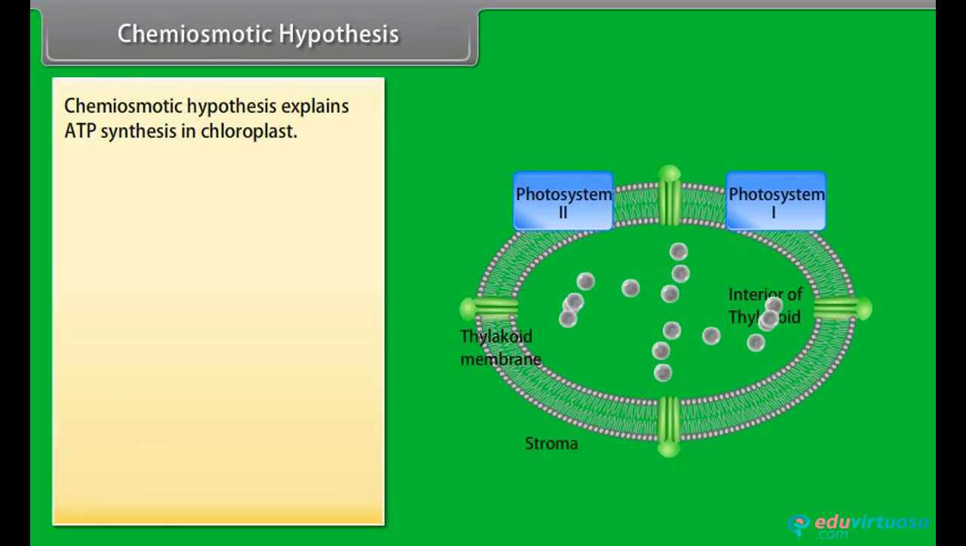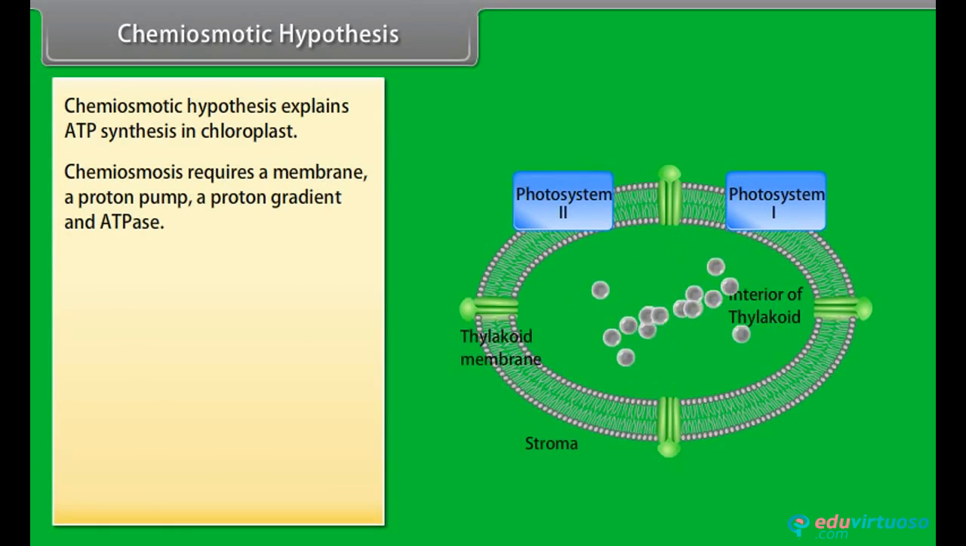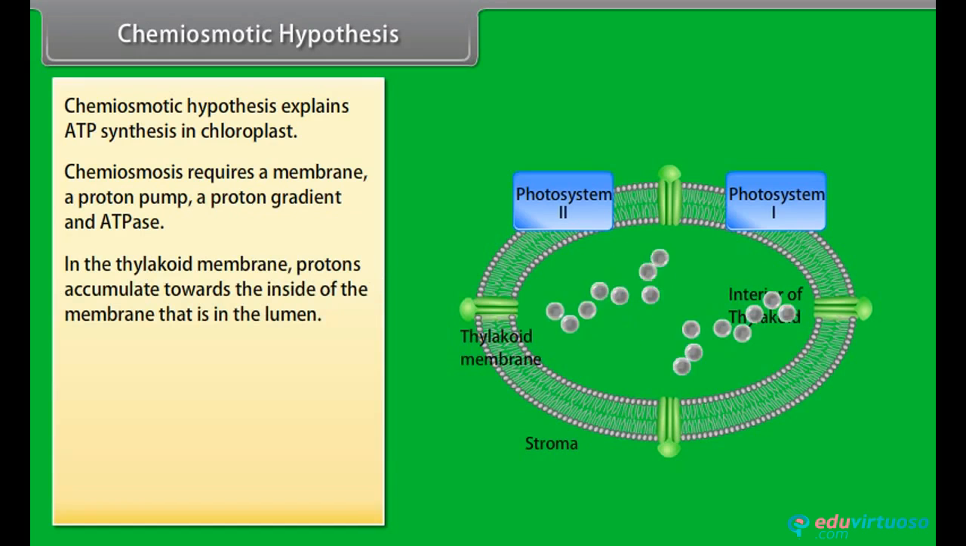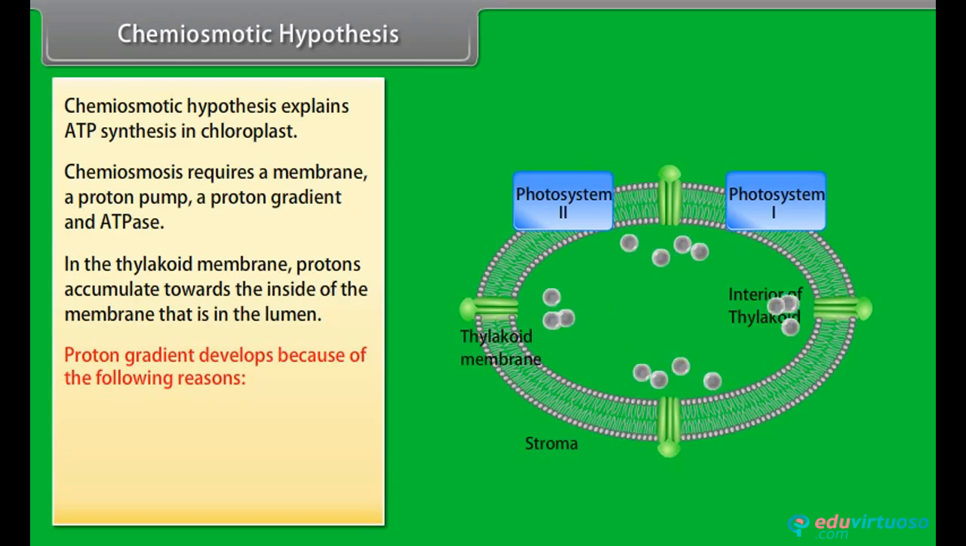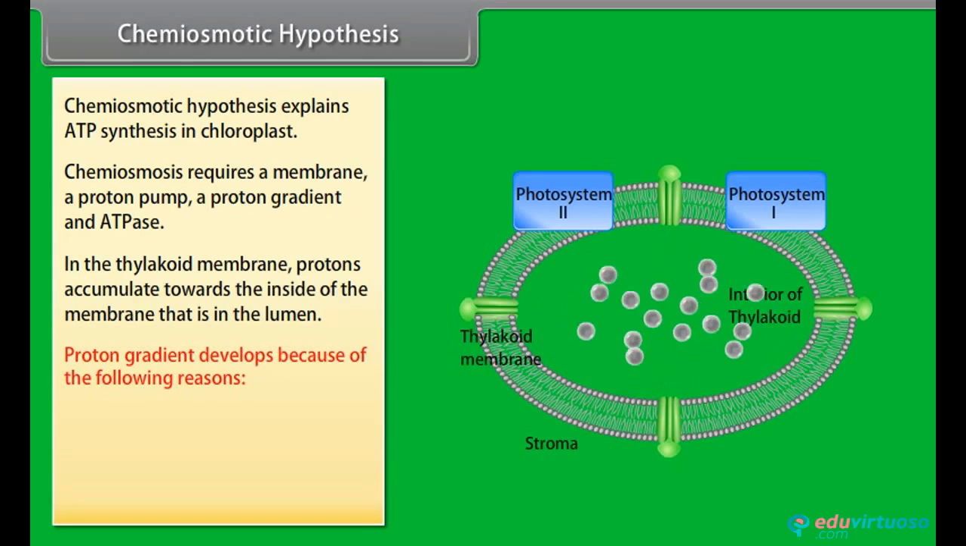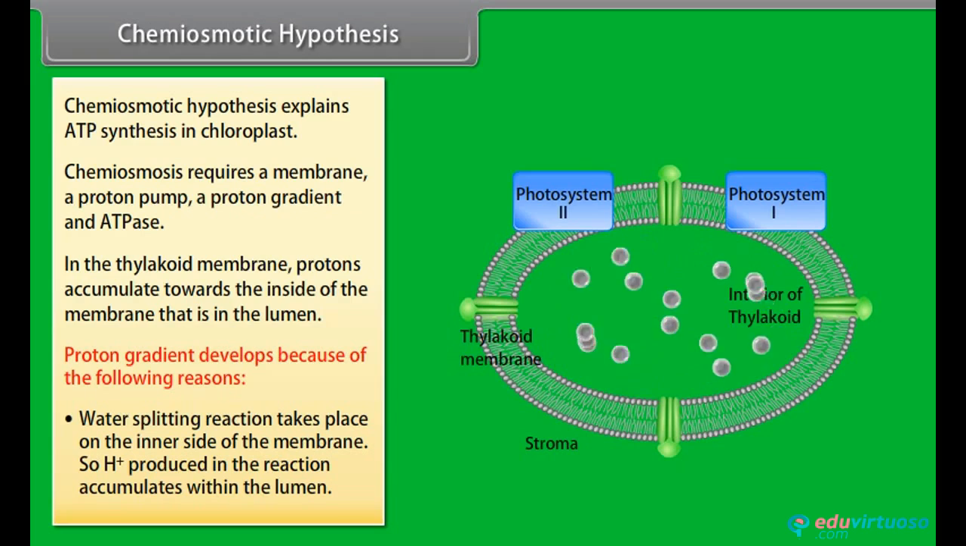Chemiosmotic hypothesis. The chemiosmotic hypothesis explains ATP synthesis in chloroplast. Chemiosmosis requires a membrane, a proton pump, a proton gradient, and ATPase. In the thylakoid membrane, protons accumulate towards the inside of the membrane, that is, in the lumen. Proton gradient develops because of the following reasons. The water splitting reaction takes place on the inner side of the membrane. So, hydrogen ions produced in the reaction accumulate within the lumen.